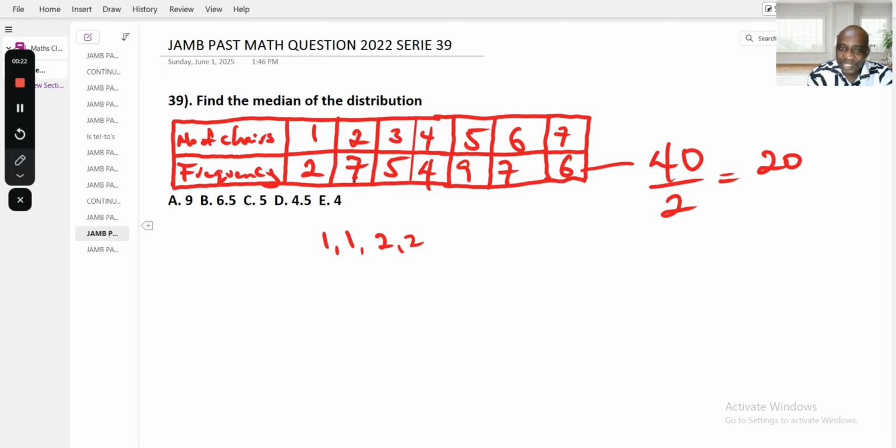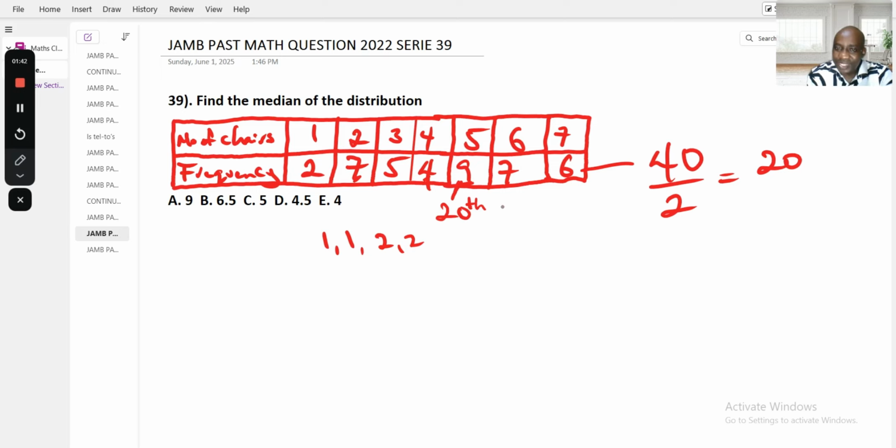2 plus 7 is 9. 9 plus 5 is 14. 14 plus 5 is 18. 18 plus 9. Therefore, this is where the 20 will fall in. The 20 that we counted will fall within here, because by the time you add 18 plus 9, it's going to give you 27.